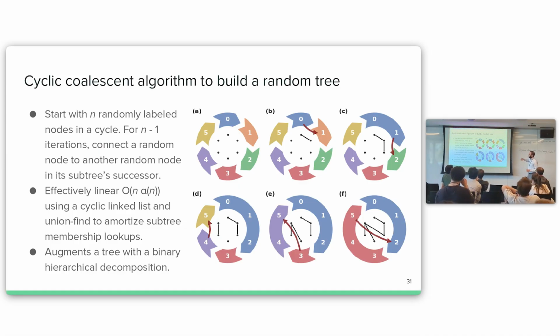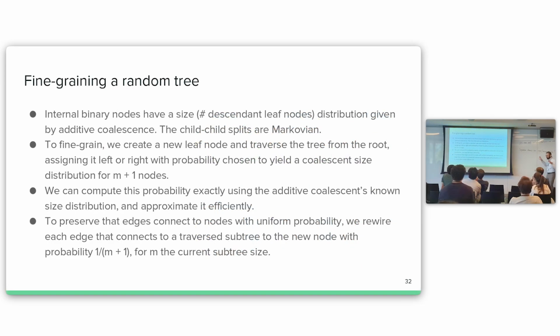By the end of this process, in fact, you recover a random labeled tree, and the sequence of these merges corresponds to a binary hierarchical decomposition. And because of this cyclic implementation, we can implement it in effectively linear time. So that gives us a random tree or a random cluster at a particular scale. But what I want to do is go a step further and fine-grain that to any scale indefinitely. And we can, again, do this by making use of the connection with additive coalescence.